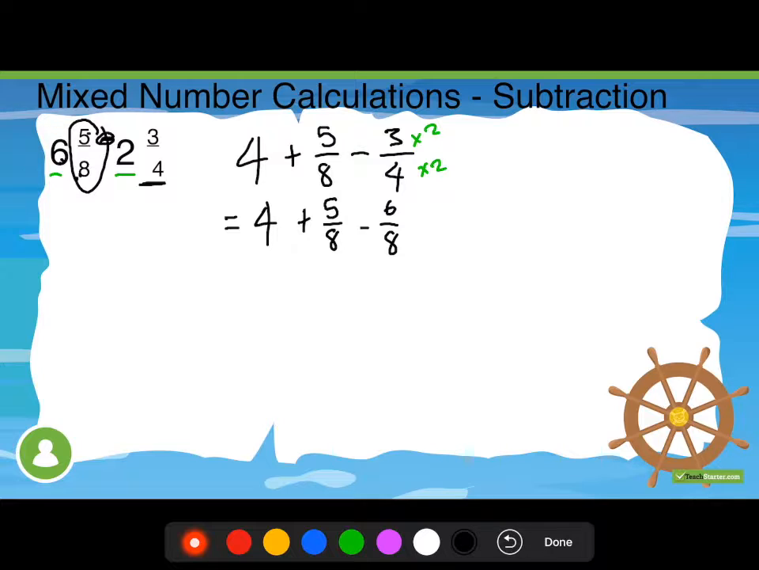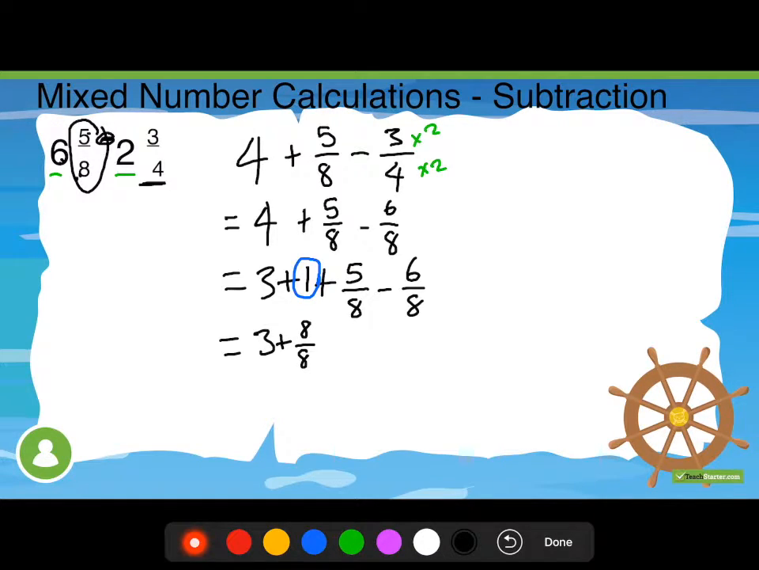Now I'm presented with a problem. I've got 5 over 8 and 6 over 8. But I cannot do 5 take 6. So this is when we can come to our whole numbers and borrow from our whole numbers. So an easy way to think of it is if I think of 4 as 3 plus 1, and then I think of it as 3 plus 1 plus 5 over 8, take away 6 over 8. And then this one right here, I'm going to convert it into a fraction that's over 8. So that would be equal to 8 over 8.